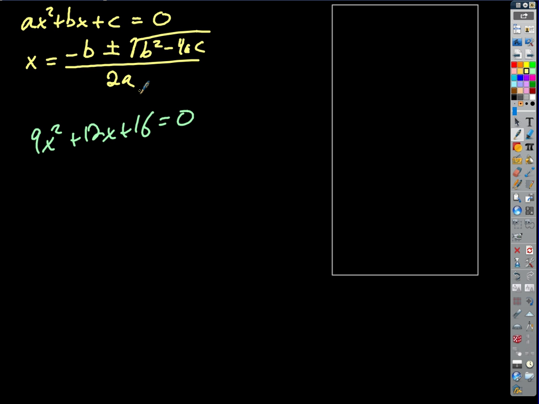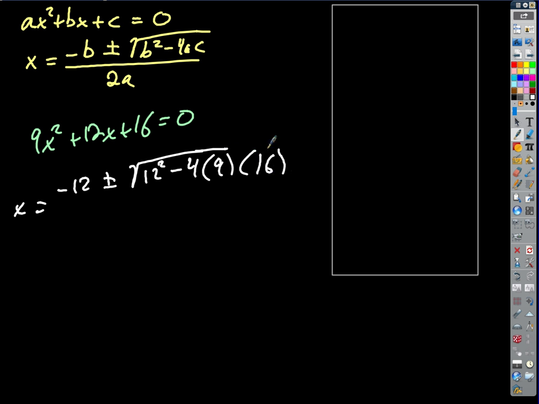Okay, so all we've got to do then is identify what a, b, and c are for us, and then plug and chug, right? So what are we going to get then? x equals, what's b for us? Negative 12. So b is negative 12. I'm going to get negative 12, plus or minus the square root of b squared, so that's 12 squared, minus 4 times 9, there's my a, times c, which is 16. All divided by 2 times 9, which is 18.